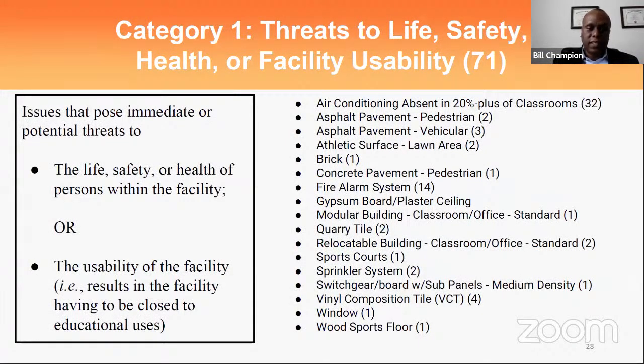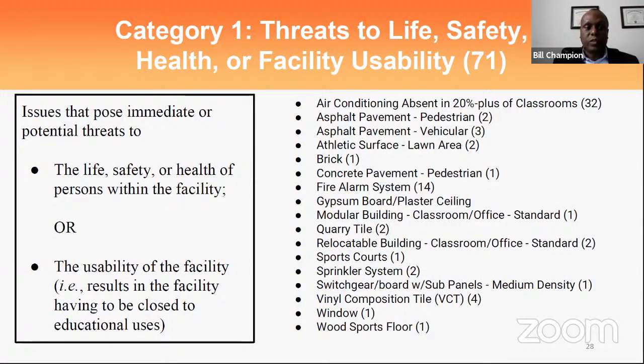This slide provides a list of the issues making up the 71 category 1 issues, broken out by building system component. Of note here is that the air conditioning system, which is the first entry at the top of the list, indicates that there were 32 schools in which 20% or more of the classrooms were not air conditioned. The sufficiency standards require that each general and specialty classroom have an HVAC system capable of maintaining a temperature between 68 and 75 degrees Fahrenheit and a relative humidity between 30 and 60% at full occupancy.